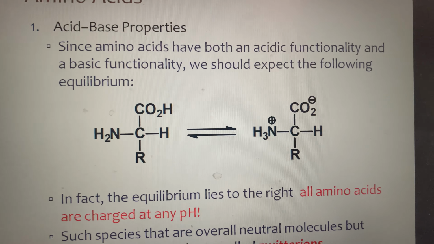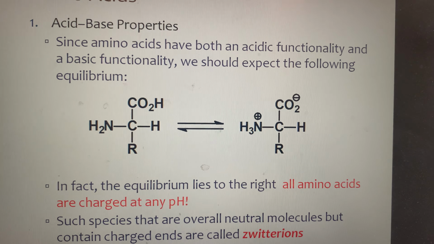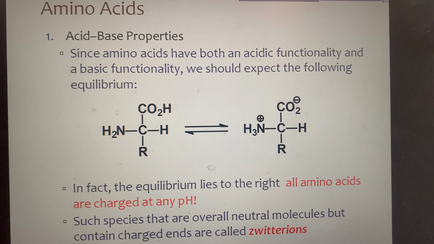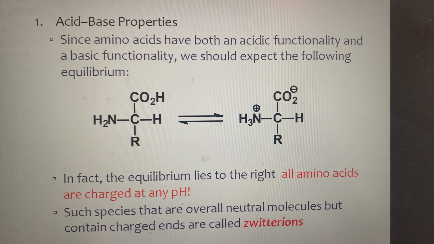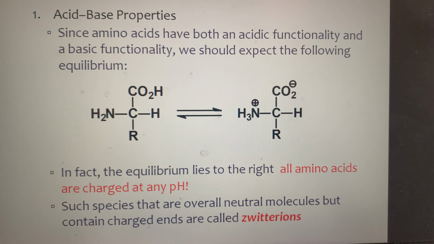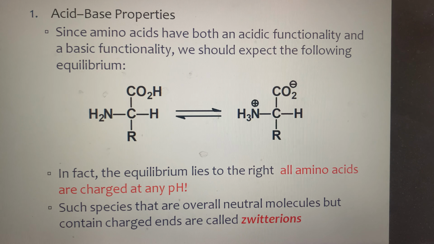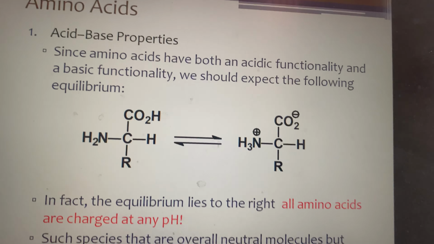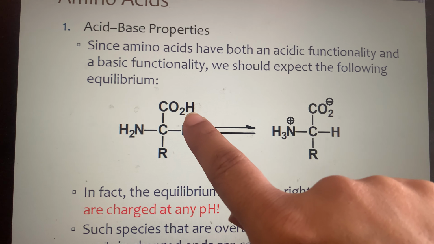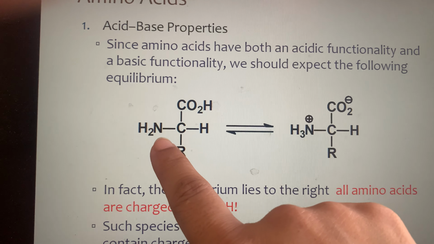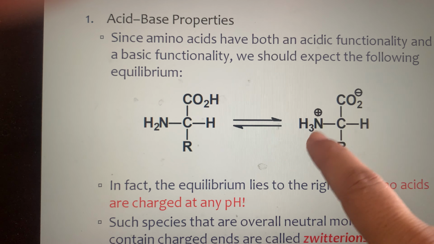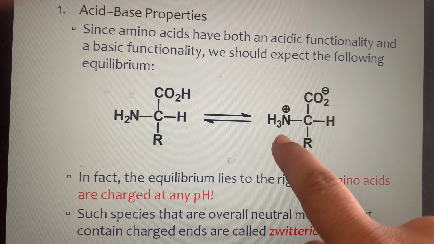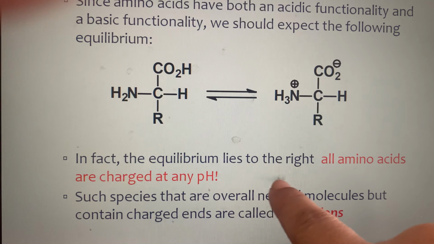Amino acids bear acid-base properties. They can be treated as acids, and they can also be treated as bases because they are amphoteric compounds due to the zwitterions. Since amino acids have both an acidic functionality, the carboxylic group, and a basic functionality, we should expect the following equilibria. In water, they can be rearranged as such. In fact, the equilibrium lies to the right.